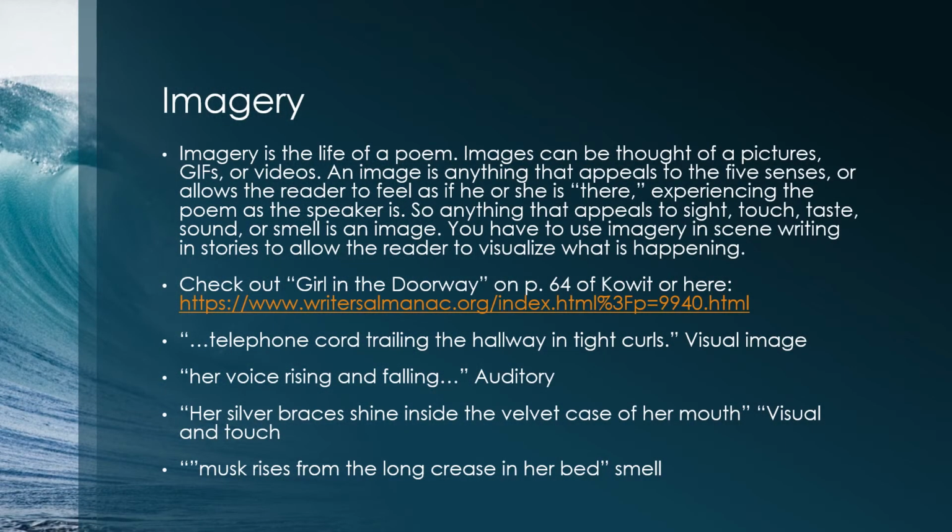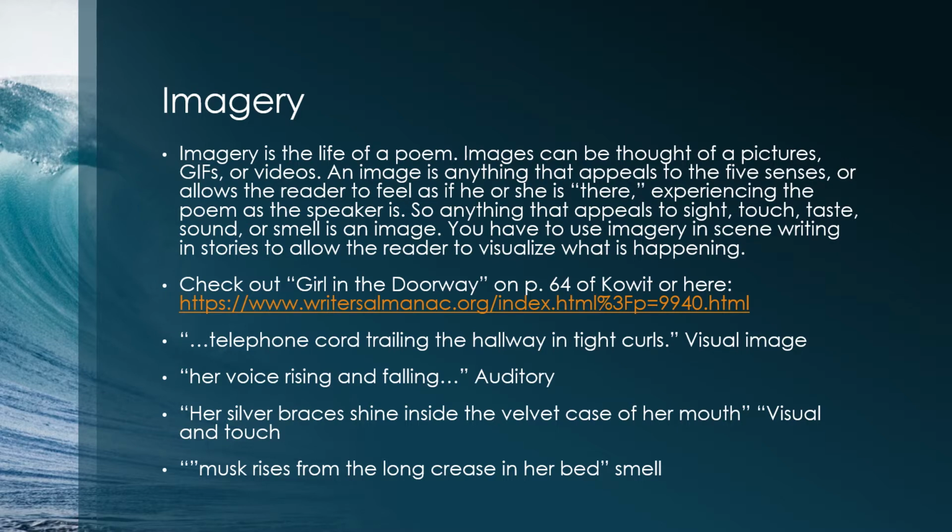So let's talk about imagery first off. I've already talked about imagery a little bit in the first lecture, but I want to make sure that we touch on this in a little further detail, because imagery is the life of a poem. Images can be thought of as pictures, or in the modern age, GIFs, tiny little videos. An image is anything that appeals to the five senses. So not just pictures, but as humans, we use our visual sense more than any other sense. Anything that appeals to all the five senses.